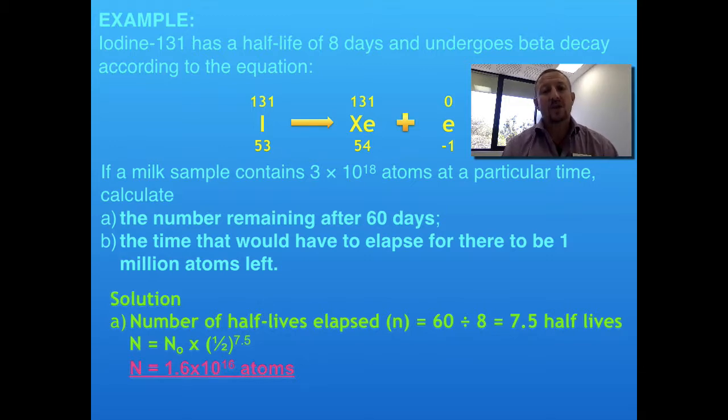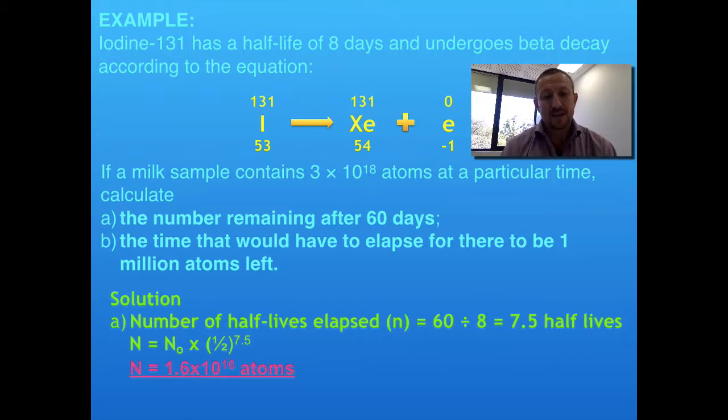We know that we start with 3 times 10 to the 18 atoms. So we know that n is going to be 3 times 10 to the 18. So as a result, we can substitute that into the equation, and we end up with n coming through at 1.6 times 10 to the 16. So our equation was 3 times 10 to the 18 times half to the power of 7.5. And that gives us the number of atoms.